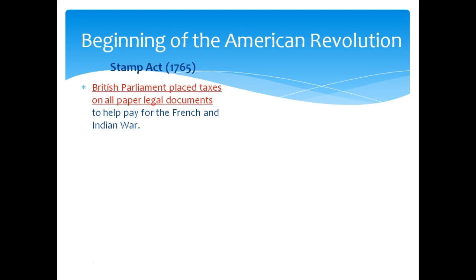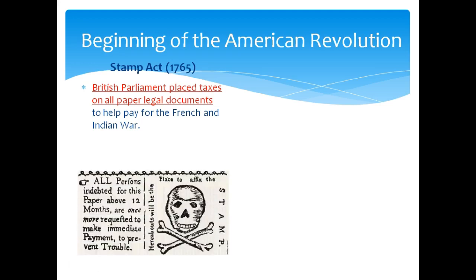All right. So this is what the stamp looked like. This is an actual copy of it. And this is what they would place on the documents.